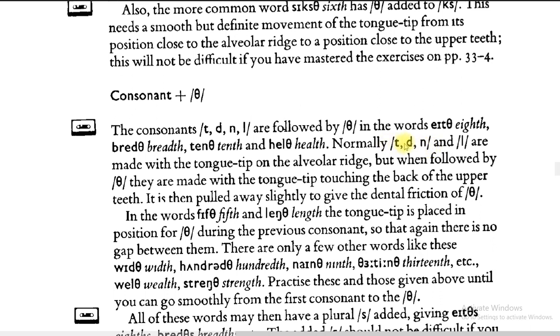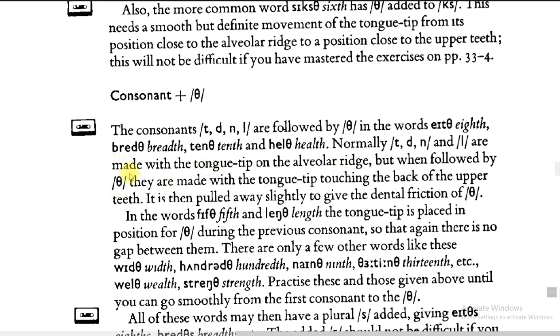For example, for t, d, and n, the tip of the tongue along with the sides of the tongue touch the roof of the mouth, while for the l sound only the tip of the tongue touches the alveolar ridge while the sides are lowered. This doesn't matter, it is just a reminder for you. But the important thing is that the tip of the tongue is against the alveolar ridge.